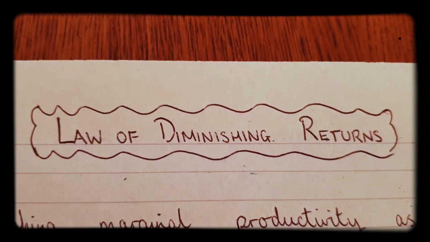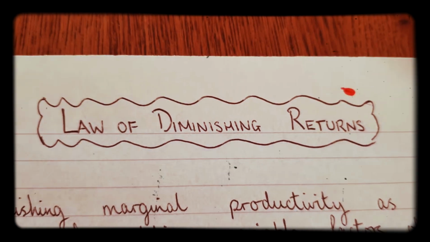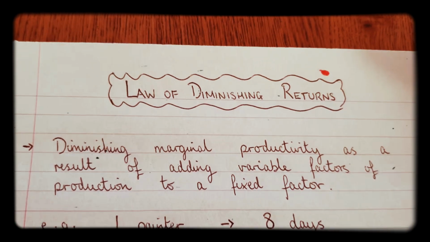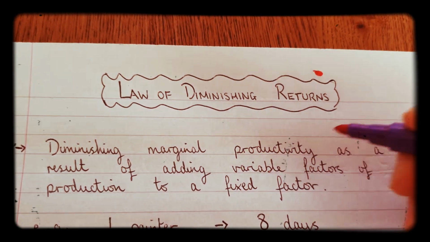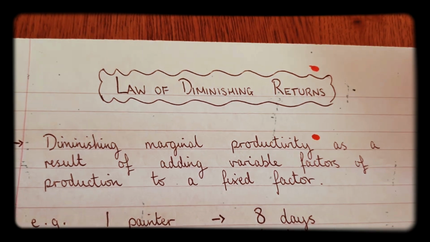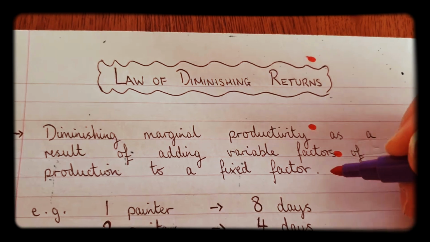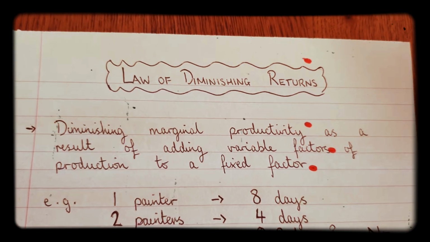In this video, we're going to be looking at the law of diminishing returns. So what is the law of diminishing returns? Well, diminishing marginal productivity is a result of adding variable factors of production to a fixed factor of production.